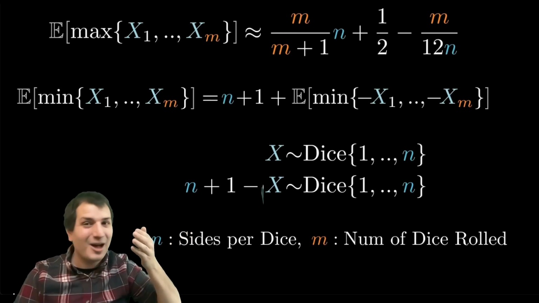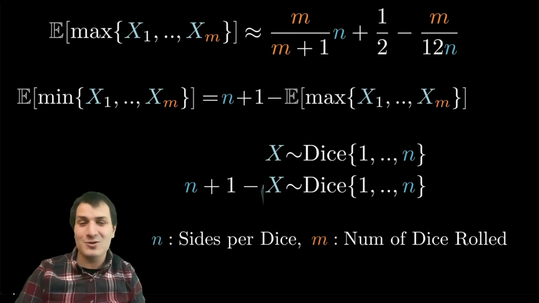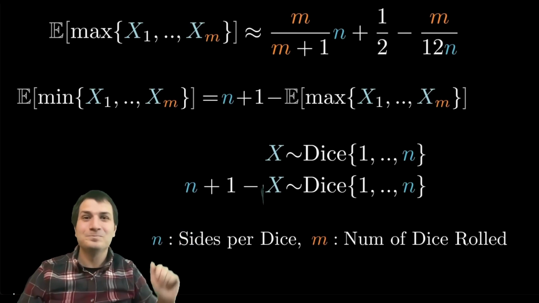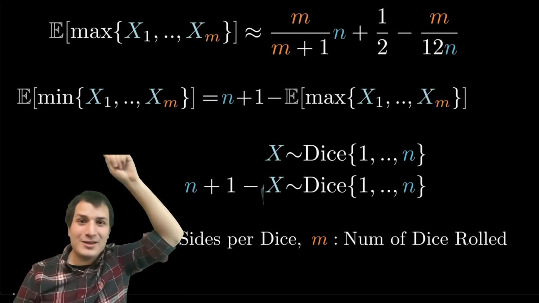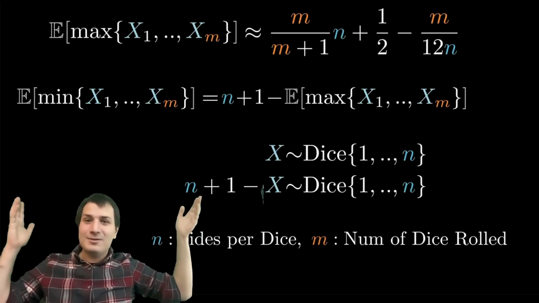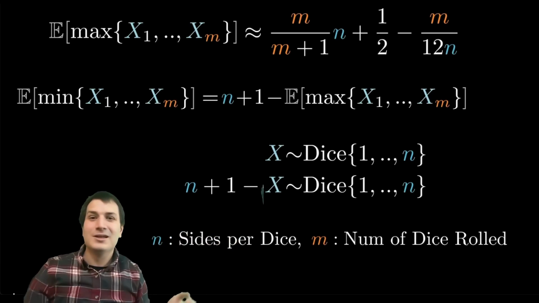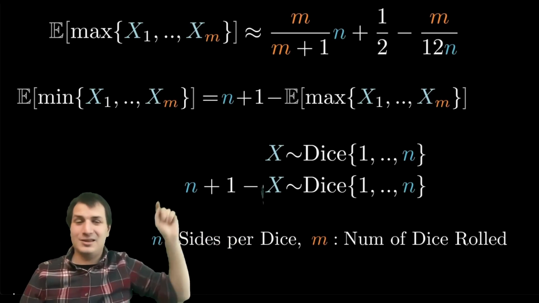The minimum of negative values is the same as the maximum of the original values. If you want to find out which one is the smallest negative number, just take the biggest number. So with this formula, we've effectively converted the expected value of the minimum into the expected value of the maximum, and they're related by just doing n plus 1 minus. So the same rule that works for the individual dice rolls works to convert the maximum into the minimum.